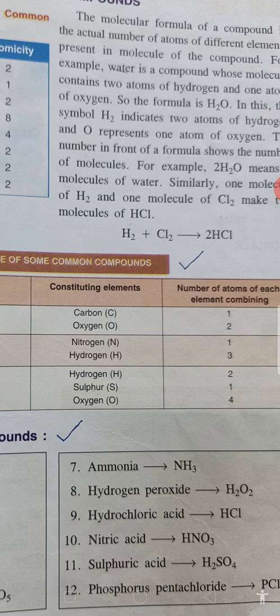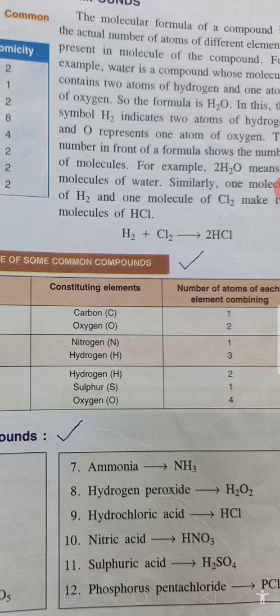It is made up of one atom of hydrogen and one atom of chlorine. Then nitric acid, HNO3. It is made up of three elements: one atom of hydrogen, one atom of nitrogen and three atoms of oxygen. Then sulfuric acid, H2SO4.